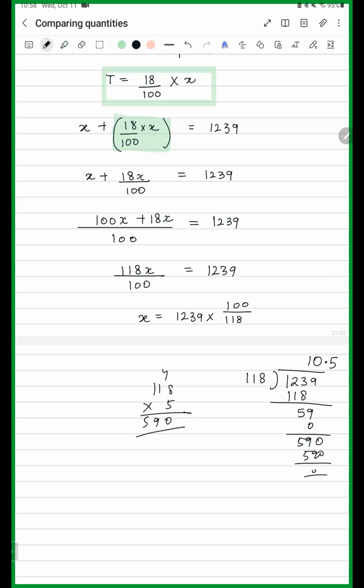So this portion, this divided by this is 10.5, now multiplied by 100. So see, this is where your 100 is going to help. It will make it 1050. So rupees 1050.